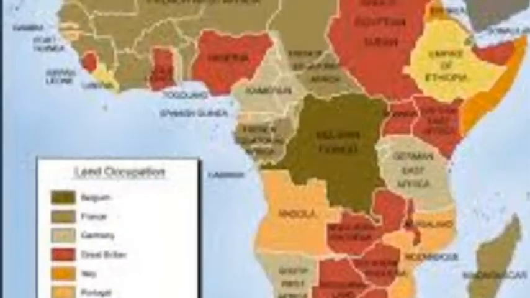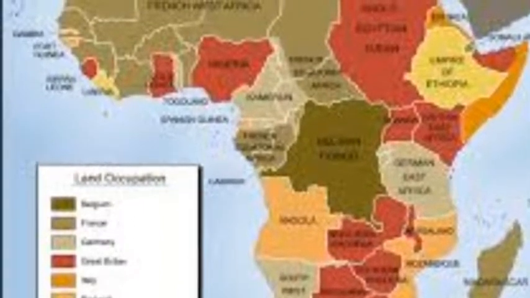In 1884, the most powerful nations in Europe met at the Berlin Conference, led by Otto von Bismarck. The main purpose of this conference was to divide African territories among European nations.